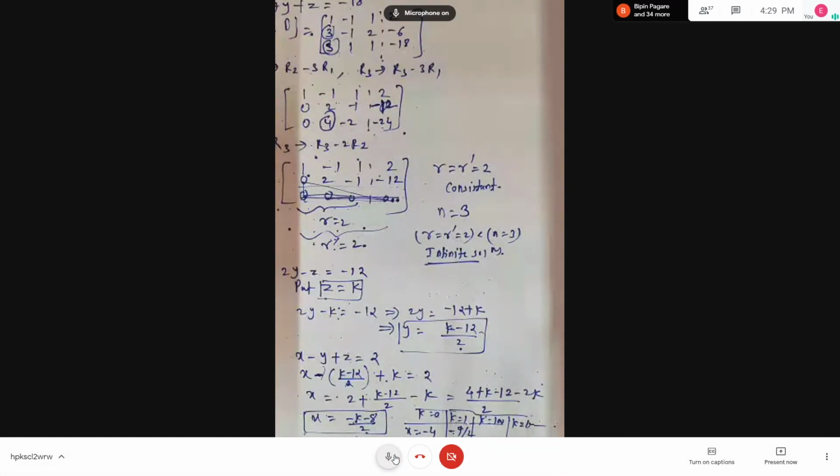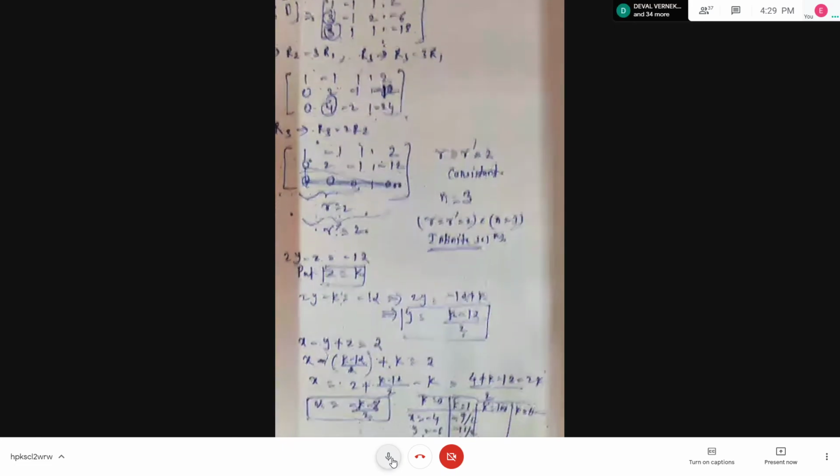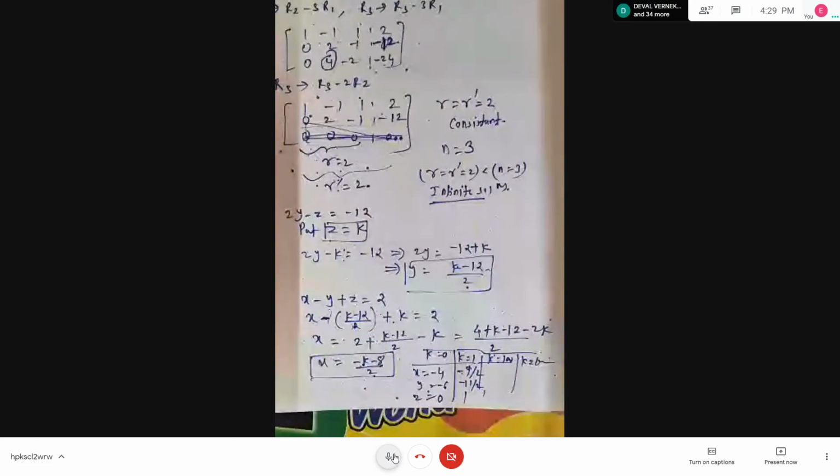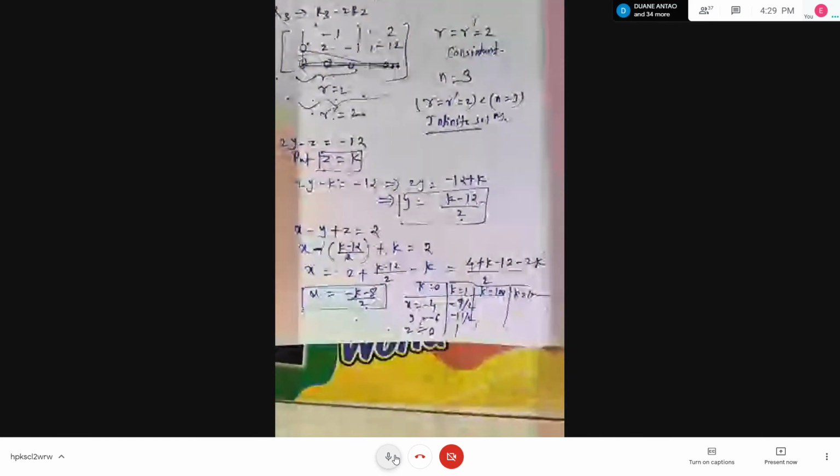Ma'am, can you please move the page? Yeah, on top. A bit more. A bit more. Yeah, fine.